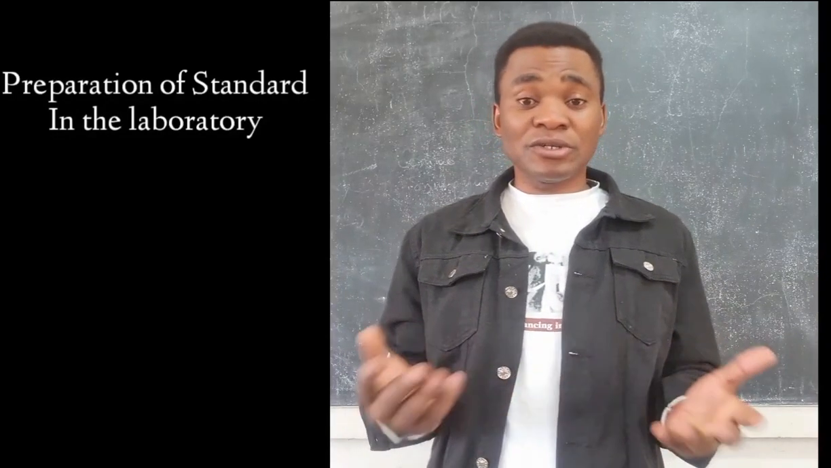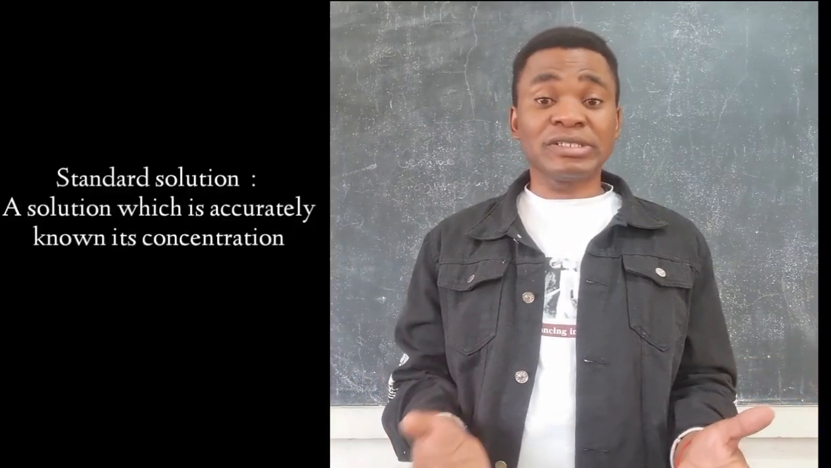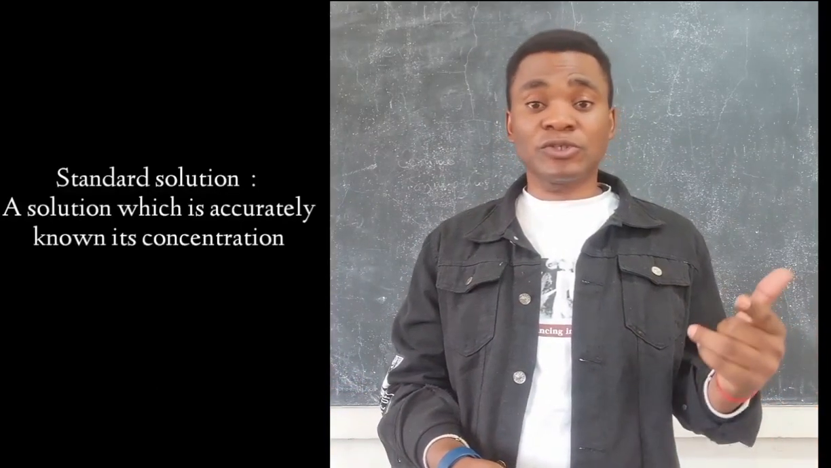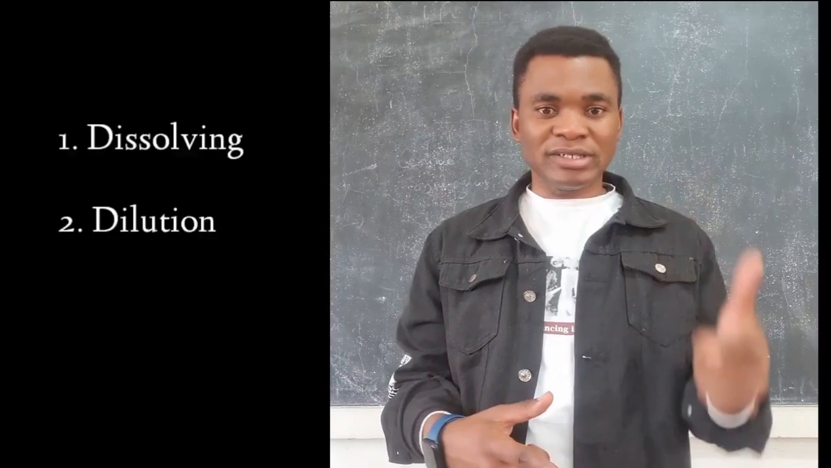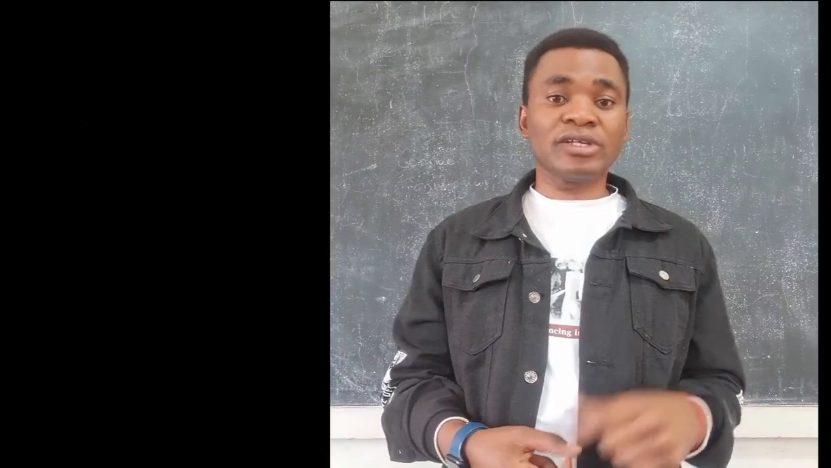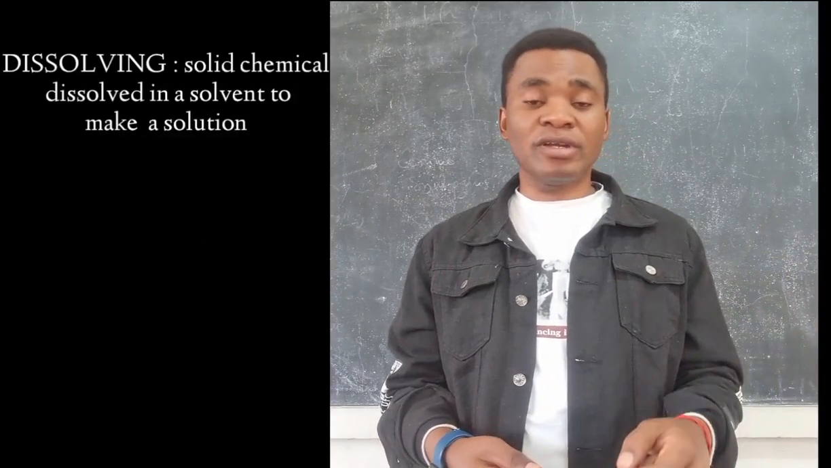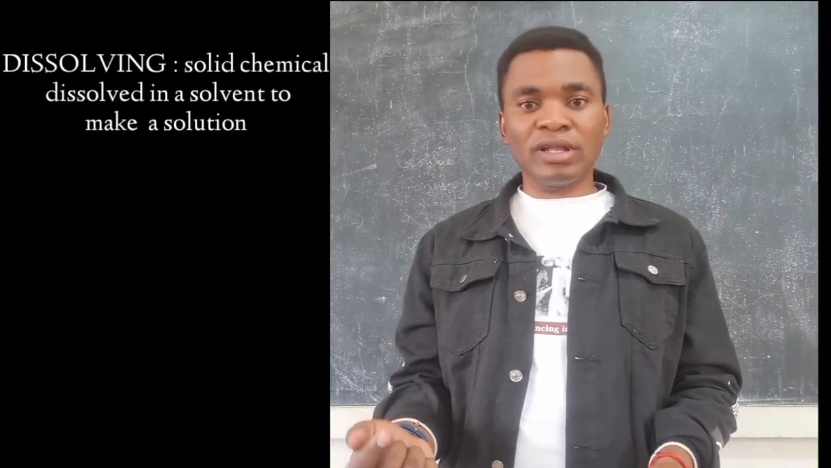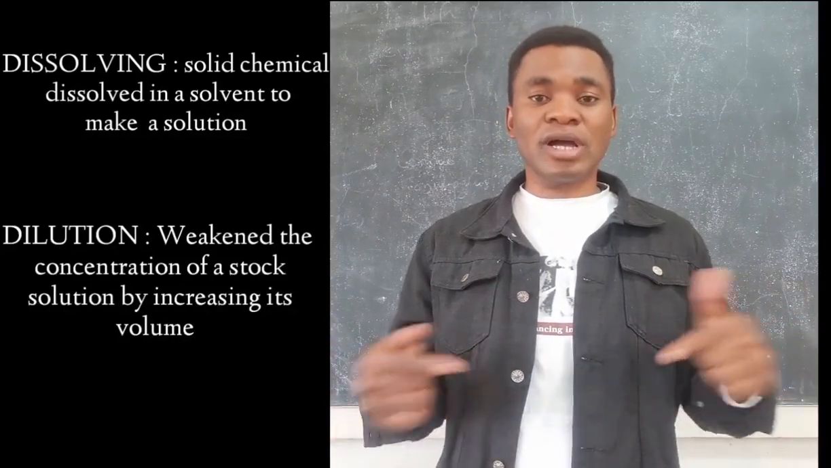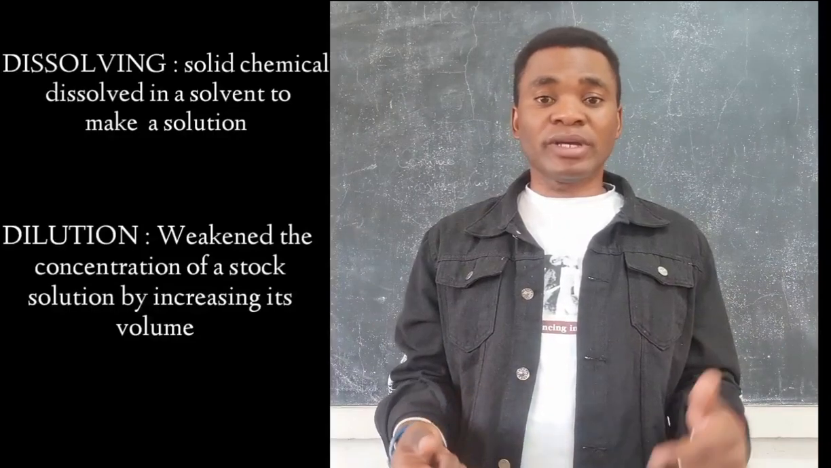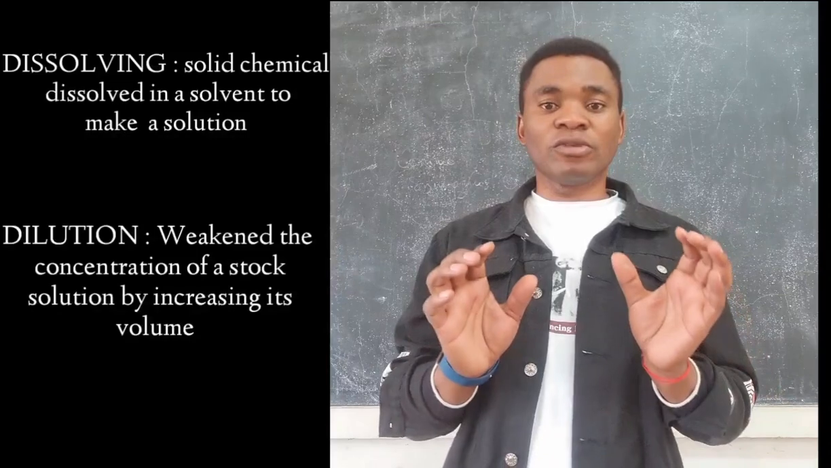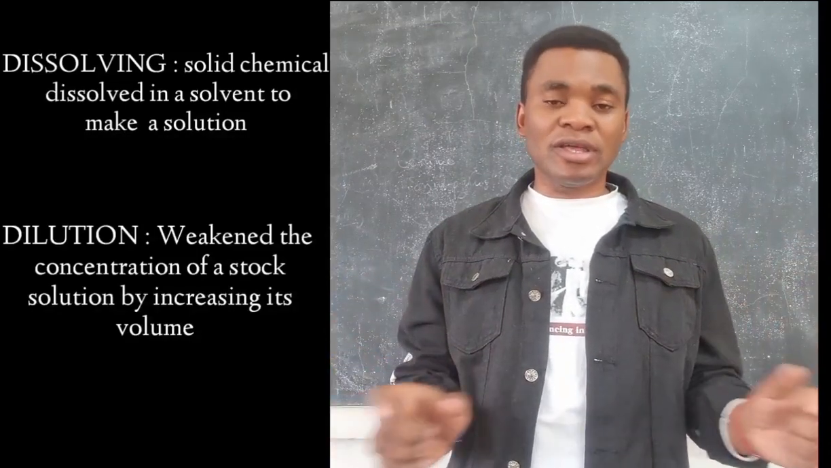So what is a standard solution first? It's just a solution which is accurately known in its concentration and can be prepared in the laboratory using two methods, that is dissolving and dilution. Dissolving means you have a solid chemical, then you dissolve it in a solvent to make a solution, while in dilution, we have an already pre-existing solution, then we add more solvent and lower the concentration, making a solution. Those are the two methods. Today I'm going to show you how these two methods can make a solution in the laboratory.